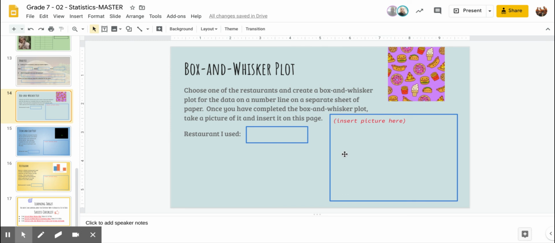This is how I create a box and whisker plot. Here's quartile 1, quartile 2, quartile 3, and quartile 4.